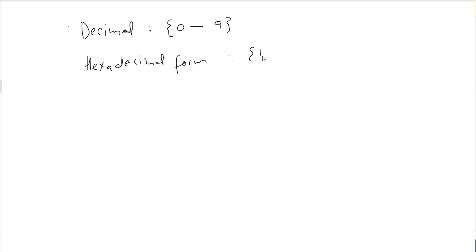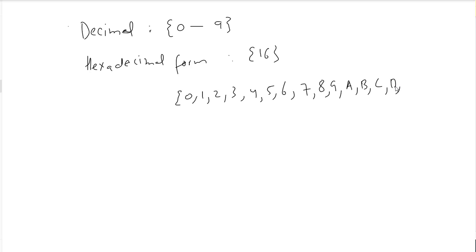There are 16 numbers or 16 choices that we have, and the numbers are 0, 1, 2, 3, 4, 5, 6, 7, 8, and 9. Then instead of 10, we have A, 11 we have B, 12 we have C, 13 we have D, 14 we have E, 15 we have F.